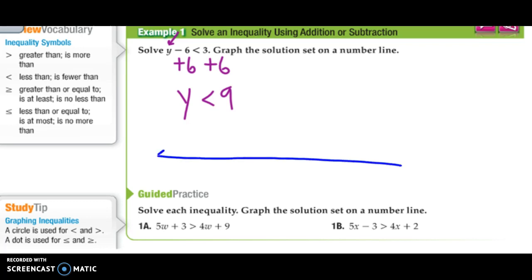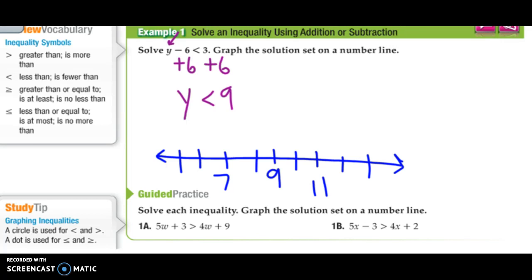So here's my number line right here. Okay? It says to graph my solution on a number line. So I'll start with the number that I find, and then I'll put a couple to the left and a couple to the right. 7, and there's 11. Okay? 2 more, 2 more, just like that.